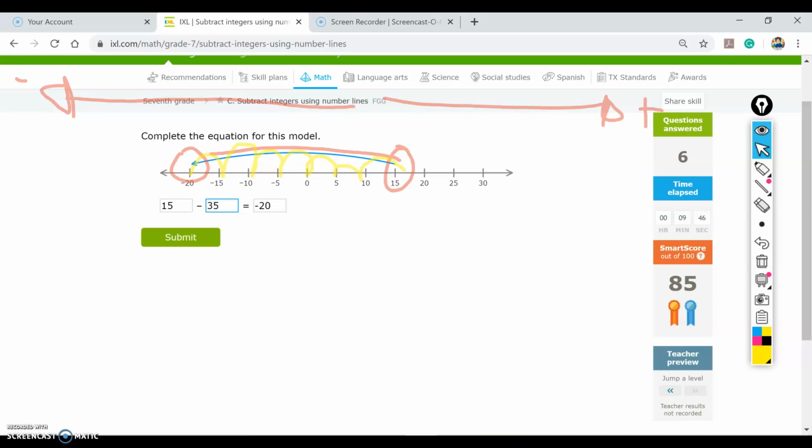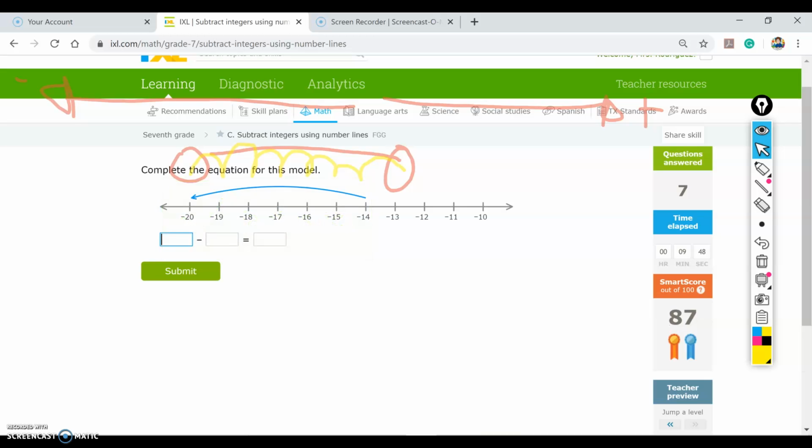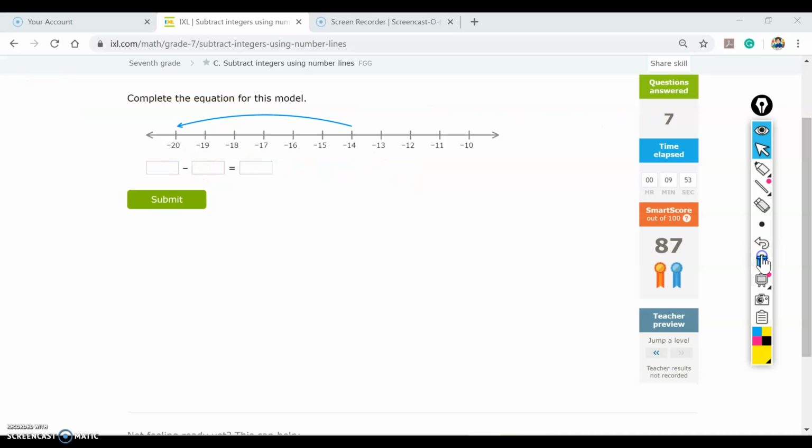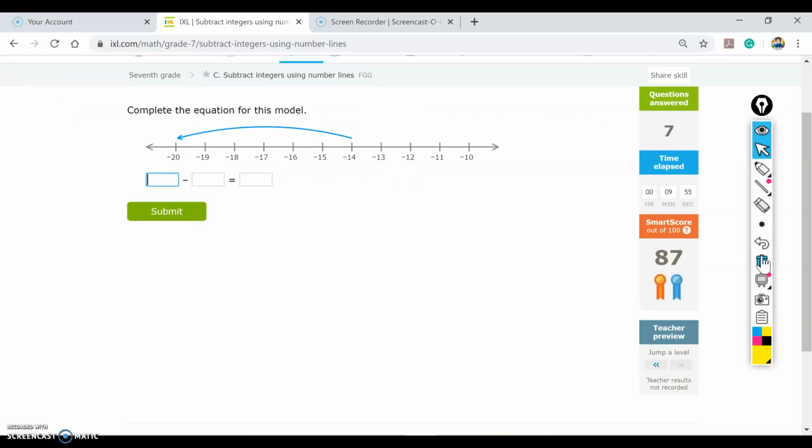Now let's check if that is correct. Okay. Let me get out. I cannot get ahead more. So I think those are all of the problems. So I'm just going to finish this one. And in this problem, I'm starting at negative 14. So I'm starting right here at negative 14. So I'm going to type that, and I'm ending at negative 20. So I'm going to type that here.